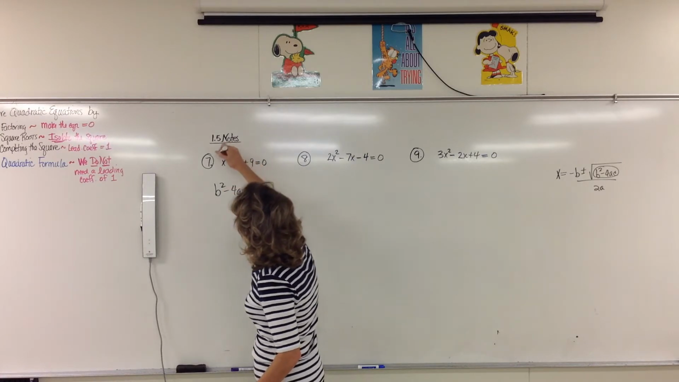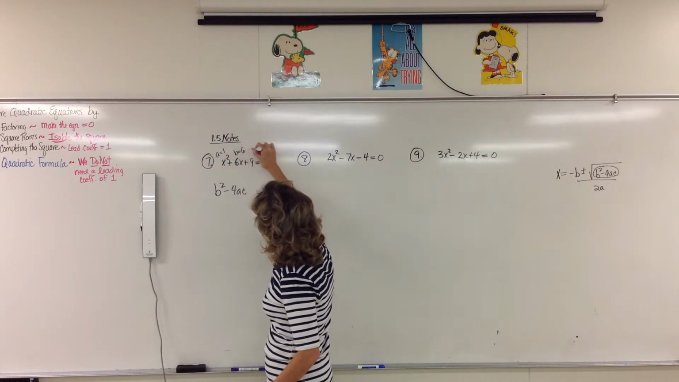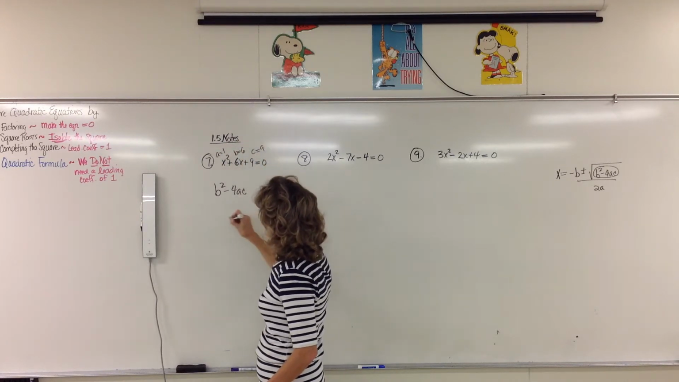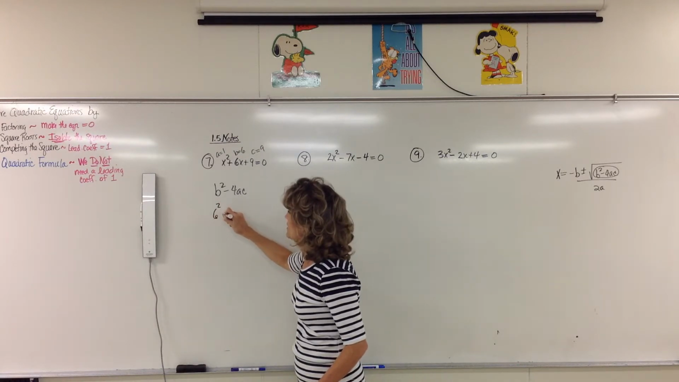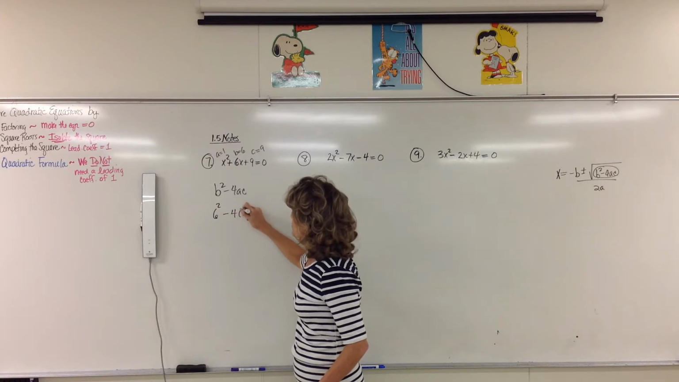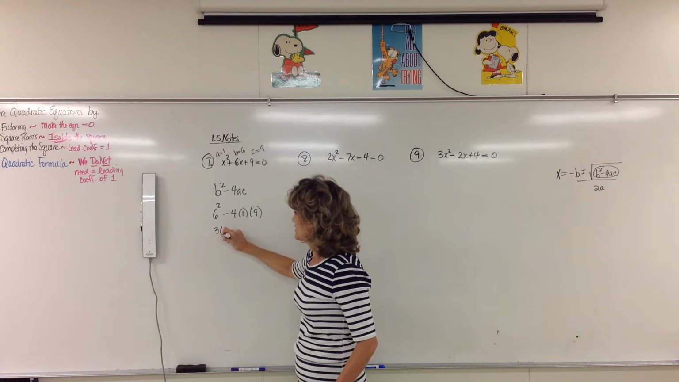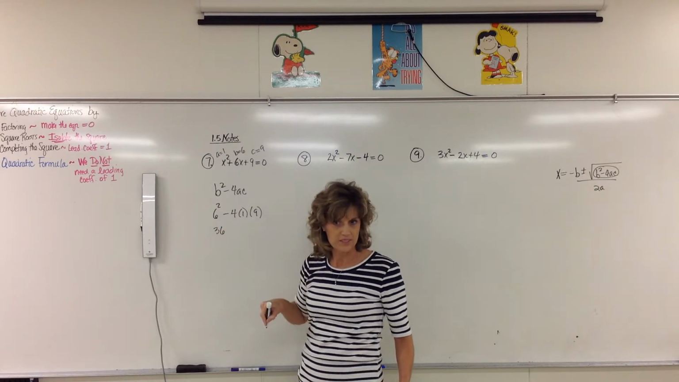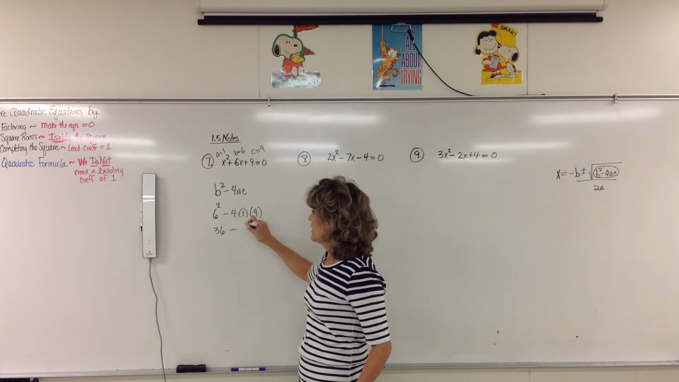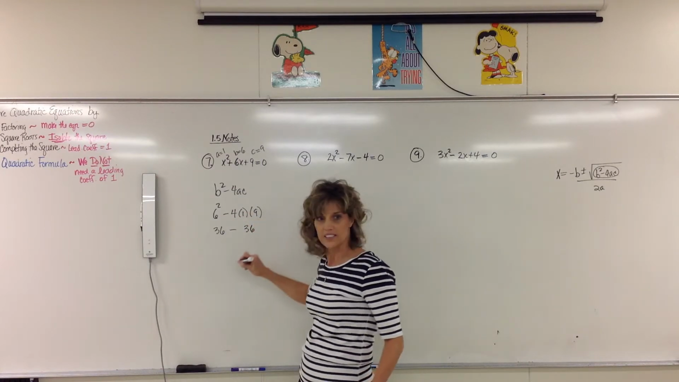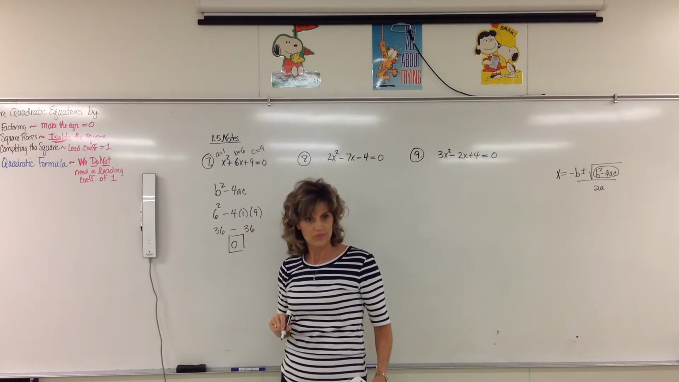On this problem, what's a? 1. And b is 6, and c is 9. So if we do b squared minus 4ac, we're doing 6 squared minus 4 times 1 times 9, or 36, plus or minus? Minus. One negative sign makes it minus, and then 36 minus 36, 0 is the discriminant.